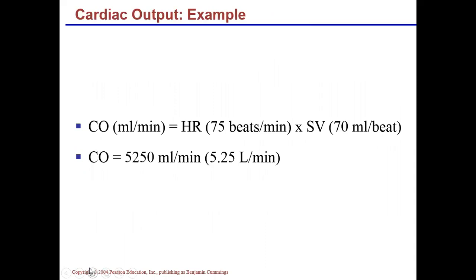All right. So here's a good example of normal cardiac output. So you can see heart rate multiplied by stroke volume. Let's say a person's heart rate is 70 beats per minute and the stroke volume is 70 mL per beat. You multiply them together, you get 5.25 liters per minute.